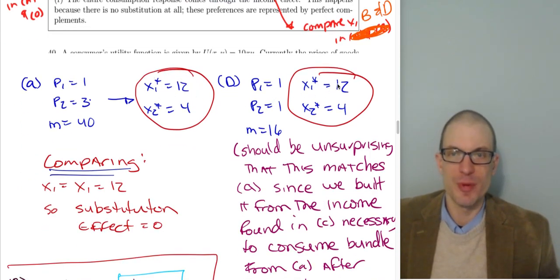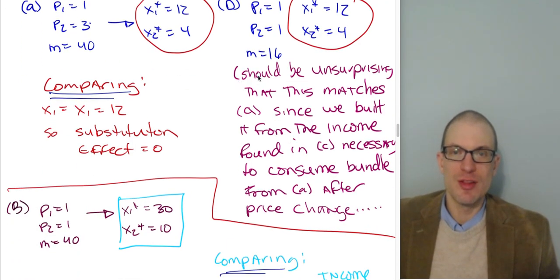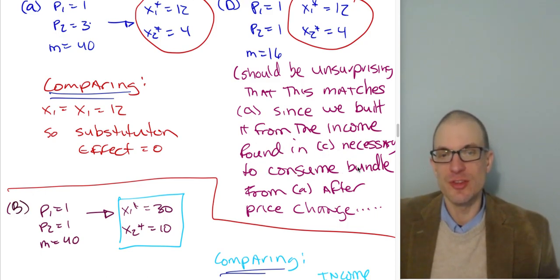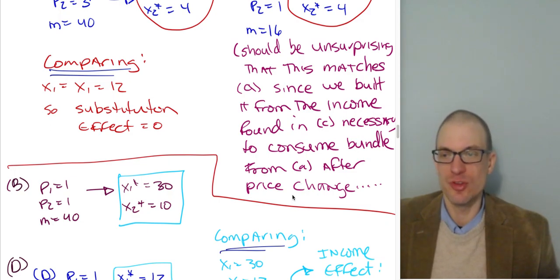Good 1 was 12. Part D was, right here, also 12. So my comment: this should be unsurprising, that this matches part A, since we built it from the income found in C, which was precisely what was necessary to consume the bundle A after the price change.